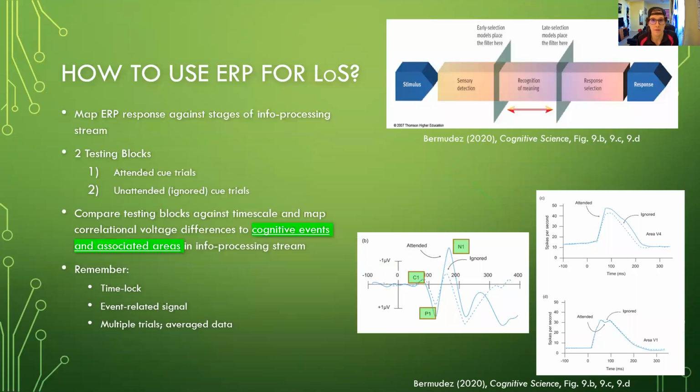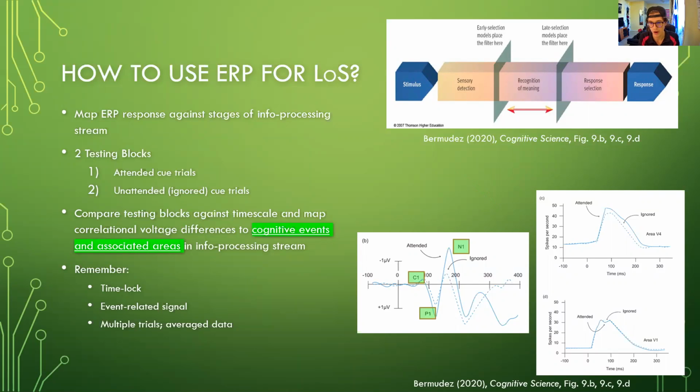So how can we use ERP for this? Well, we can map our ERP responses against those stages that we just delineated previously. And then we'll use two different testing blocks, one of an attended cue trial and one of an unattended cue trial. So we can then compare the results of those two testing blocks using the same timescales, and we can try to map those voltage differences to the different cognitive events and associated areas.